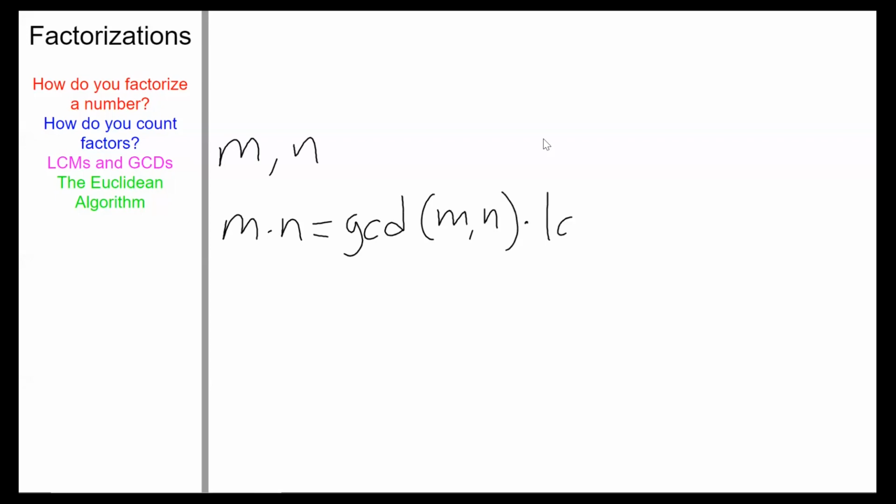Okay, so let's go over one thing that we need to know for LCMs and GCDs. Given any two numbers, m and n, the following equation always holds true. M times n is equal to the GCD of m and n times the LCM of m and n.